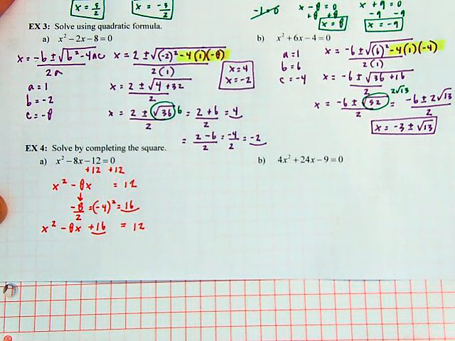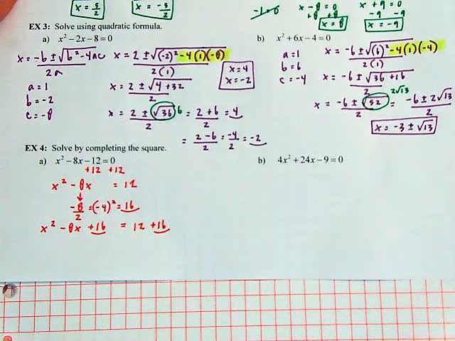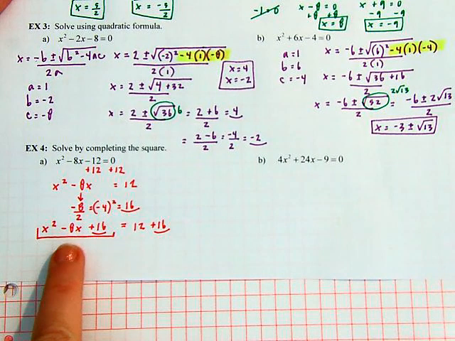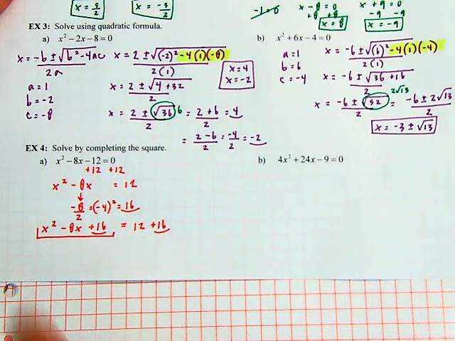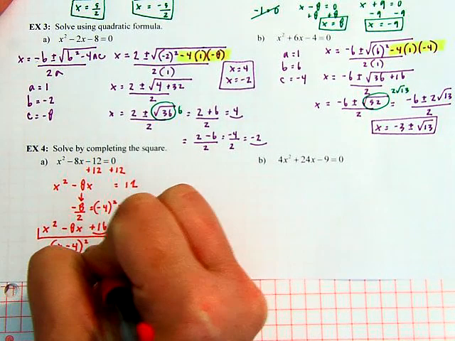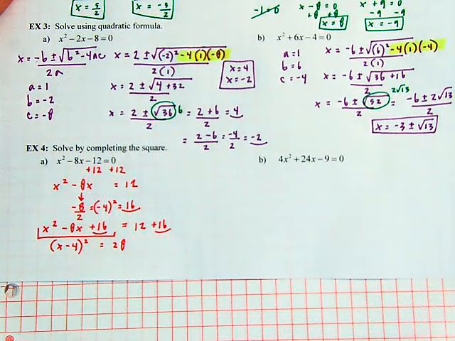I can't just add 16 to one side of the equation. I always have to keep it balanced. So I have to add 16 to the right-hand side as well. So now, the whole point of doing that: two numbers that multiply to a positive 16 that add to a negative 8, got to be negative 4. It's always going to be half of what that b term coefficient is. So this becomes x minus 4 squared equals 28.